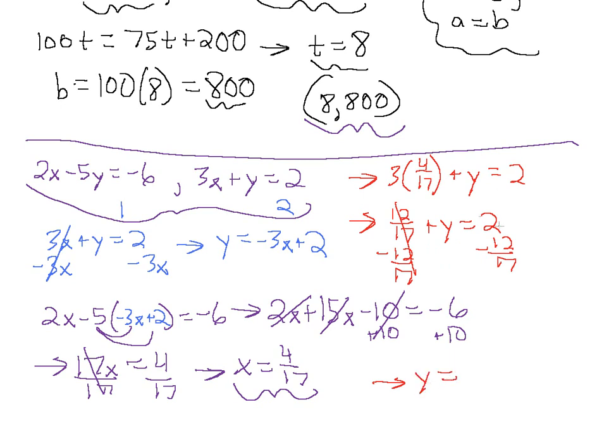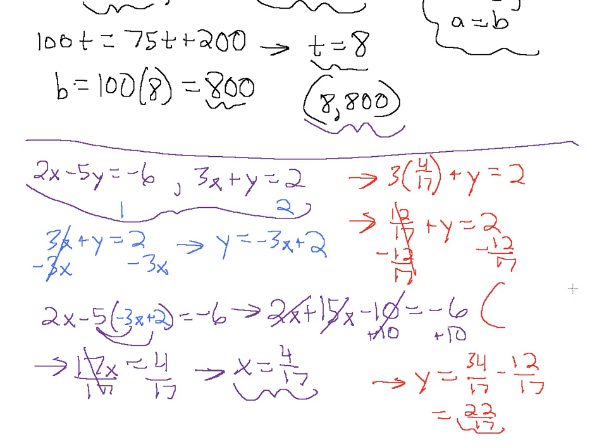Y equals, so let's convert 2 into a rational number with a denominator of 17. So we have 34 over 17 minus 12 over 17. And that'll give us 22 over 17. So that's y. So now we actually have our values for our two coordinates.